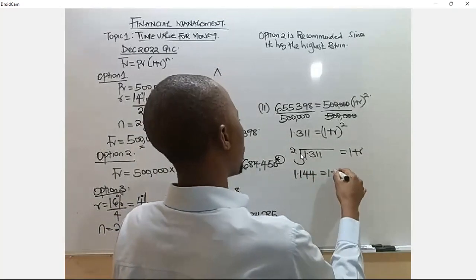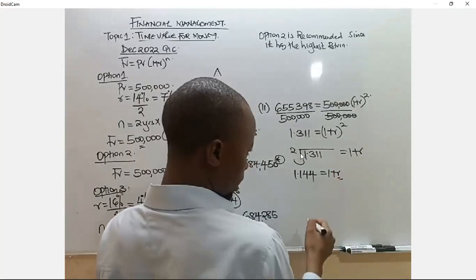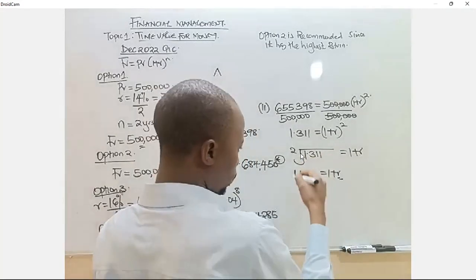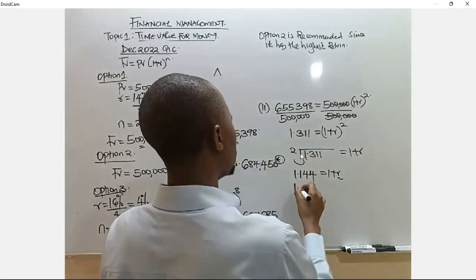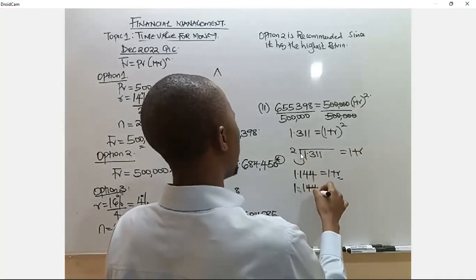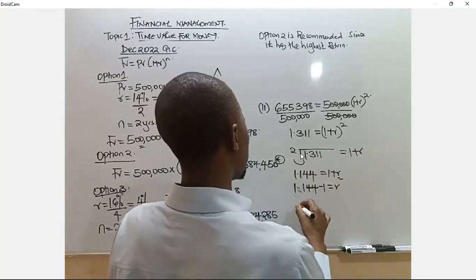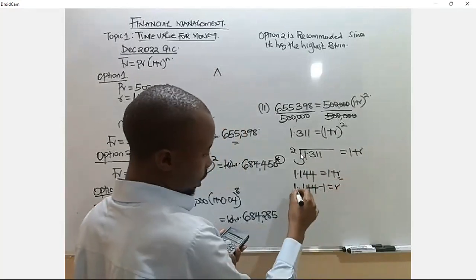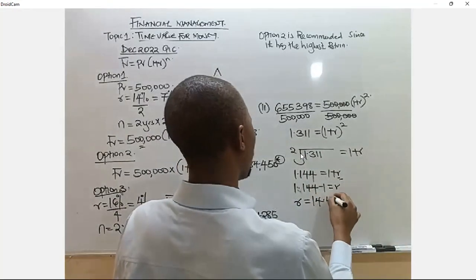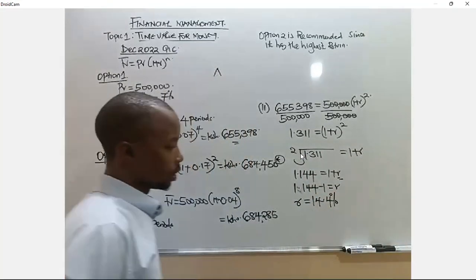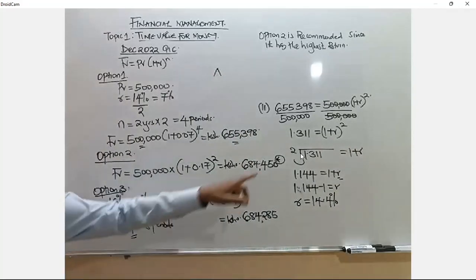We should be equal to 1 plus rate, but we need the rate. So it means we have to be taking 1 to the other side. It will be 1.144 minus 1, getting the rate. So our rate should be equivalent to 0.144, it will be 14.4%. Let me repeat this.